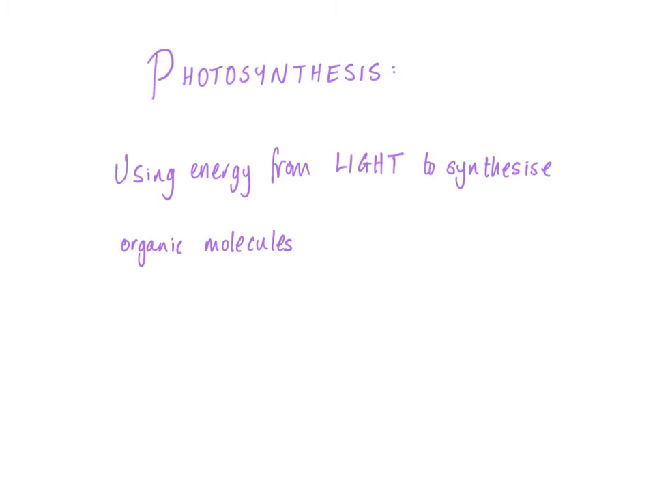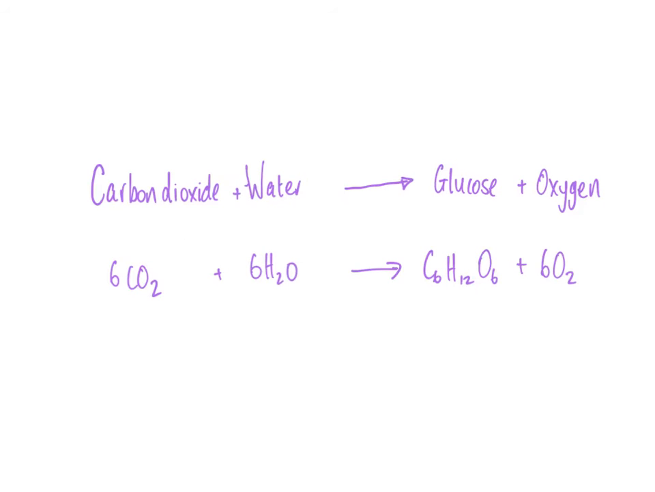An overview of photosynthesis. So photosynthesis is literally using energy from light to synthesize organic molecules. The equation for photosynthesis is carbon dioxide plus water goes to glucose plus oxygen, or 6 CO2 plus 6 H2O goes to C6H12O6 plus 6 O2.